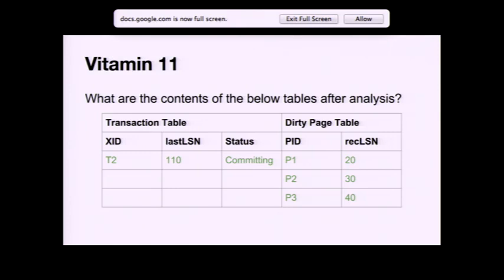Those are the three possibilities in the transaction table. Now, as for the dirty page table, we see that P1, P2, and P3 were all written. They were first written at LSNs 20, 30, and 40 respectively. Because of that, these are the values that they're going to have in the dirty page table. Rec LSN is the first LSN that caused the page to be dirty.